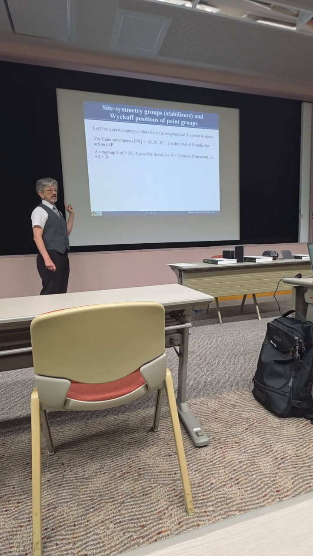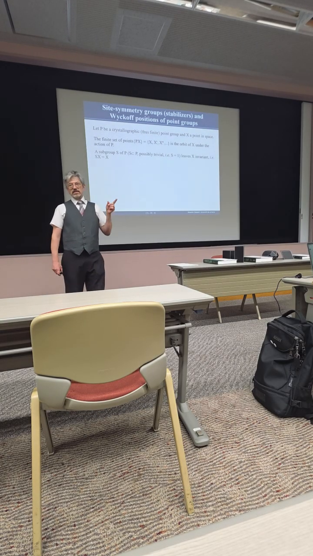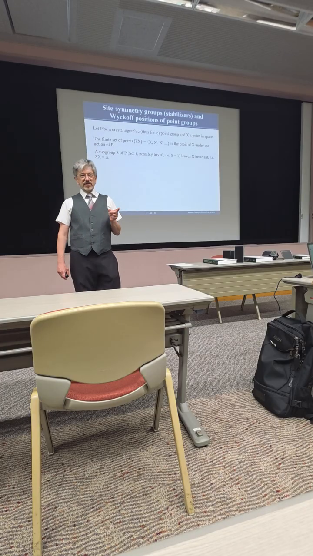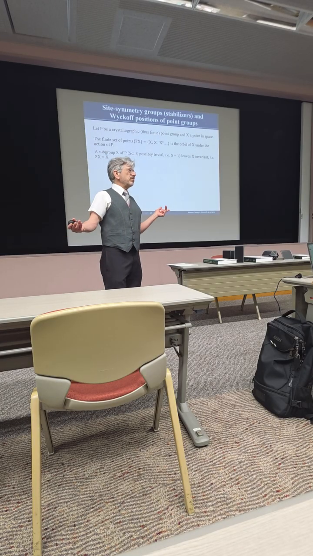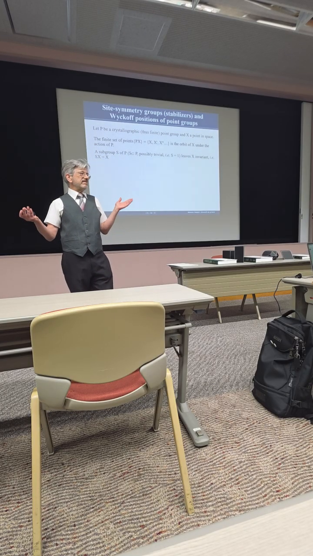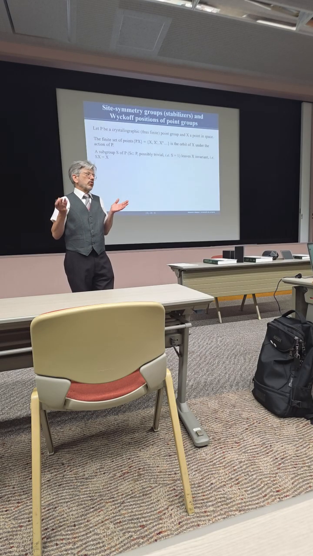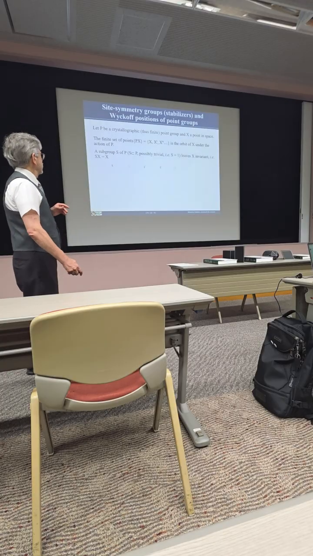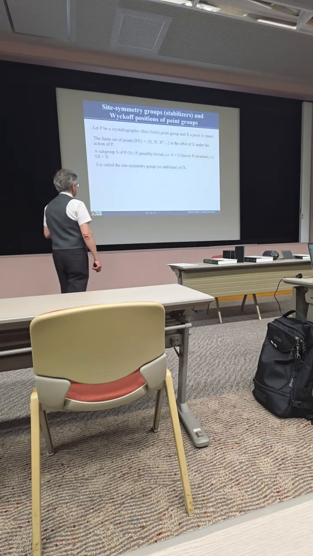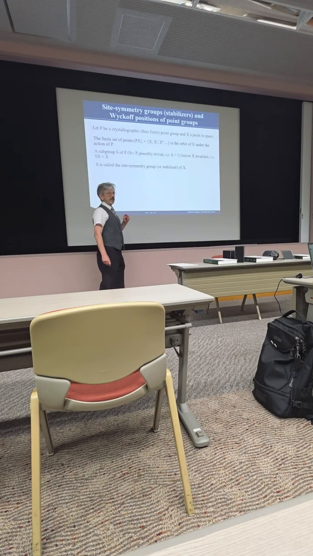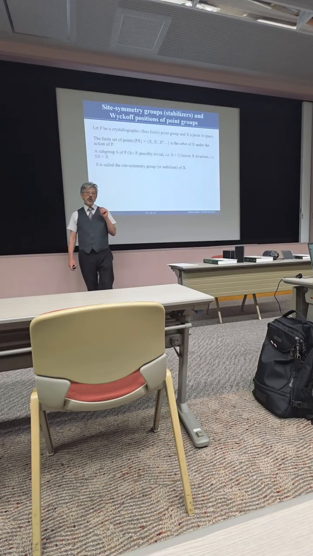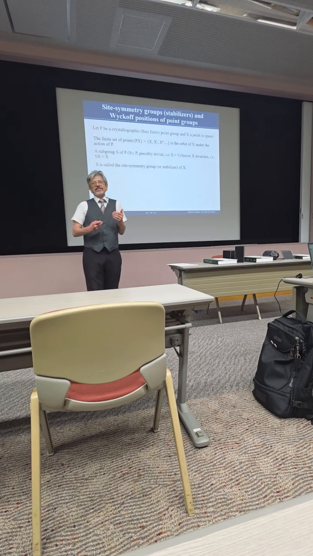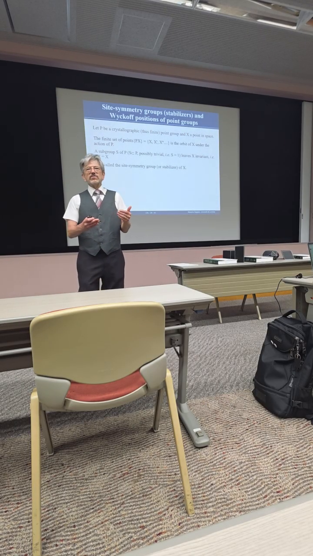So Sx equals X. This group always exists because at least the identity leaves the point invariant. So it could be just the identity or could be more. S is called the site symmetry group of X, also called the stabilizer. It stabilizes, it leaves it fixed, it doesn't move.